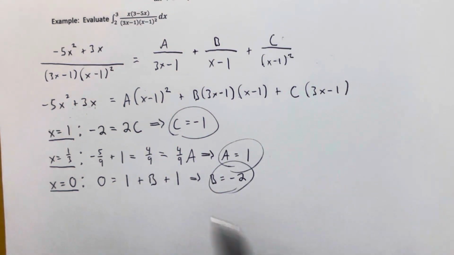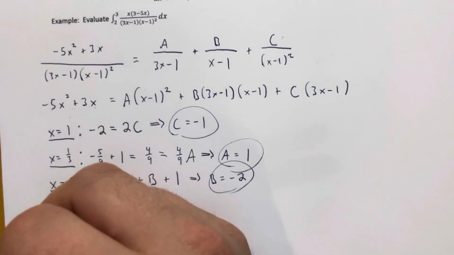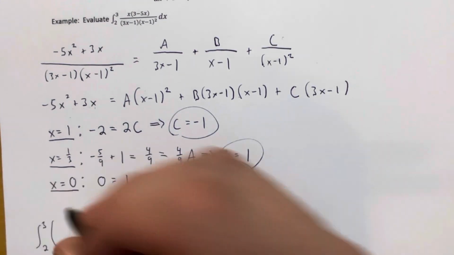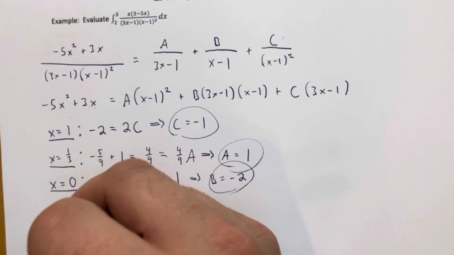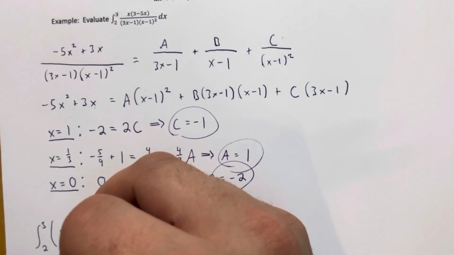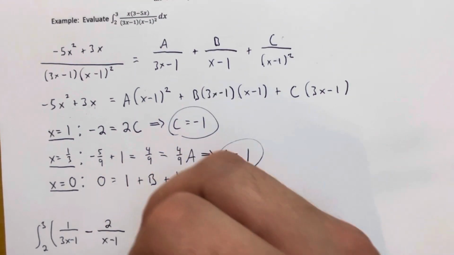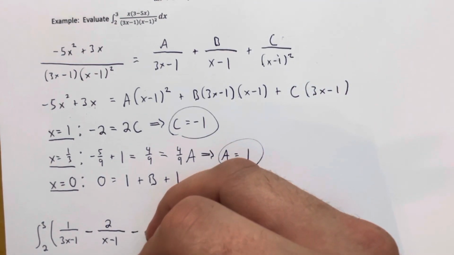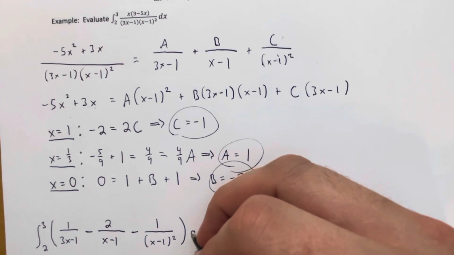So this is where I get to rewrite my integrand in a simpler form. Okay, so now what is the integral that we're actually evaluating? The integral from 2 to 3 of a over 3x minus 1. What was a? It was 1. So that becomes 1 over 3x minus 1. Plus b, which we found was negative 2. So I'm actually going to write that this way, minus 2 over x minus 1, plus c. What was c? It was negative 1. So let's write that as minus 1 over x minus 1 quantity squared dx.